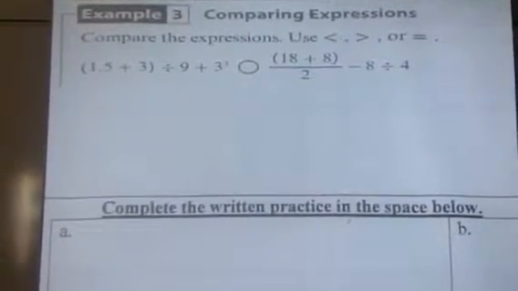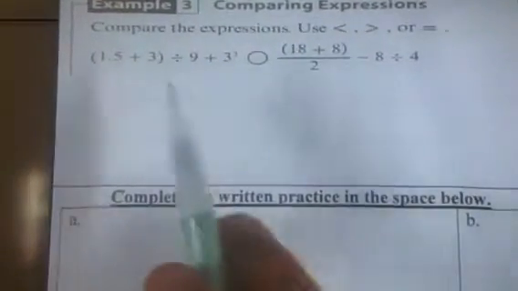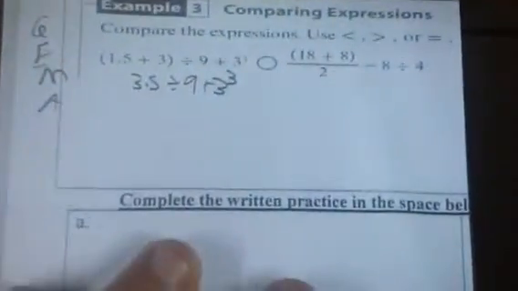Now, same thing here. This is to compare the expression, use less than, greater than, or equal to. So I've got to find an answer here, then find an answer here, and compare the two. So, let's start here. Remember, we're doing GEMA. Let's start with my grouping symbols. Okay? 1 5/10 plus 3 gives me 3 5/10. I bring everything else down. If you don't bring things down like this, you're going to get confused.